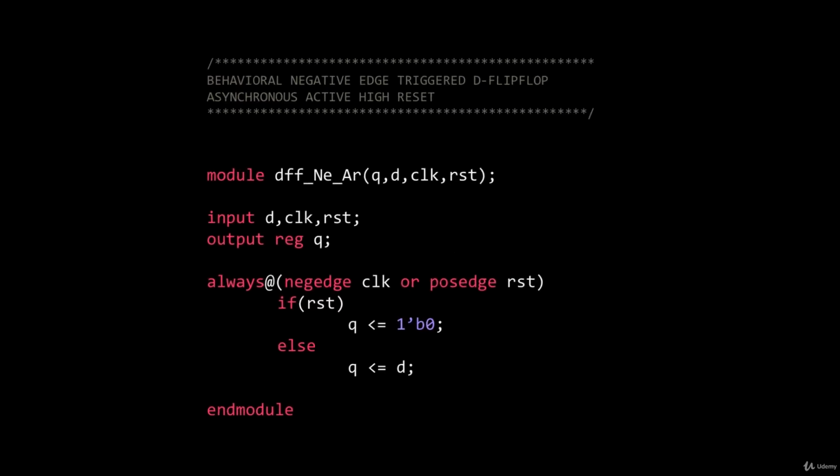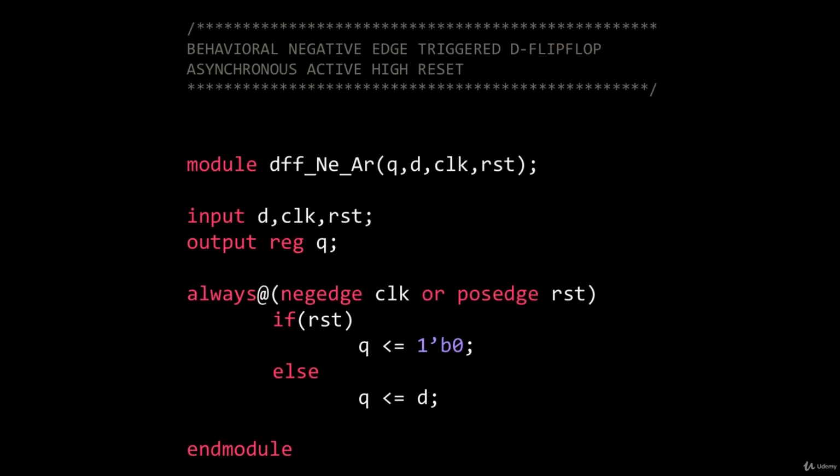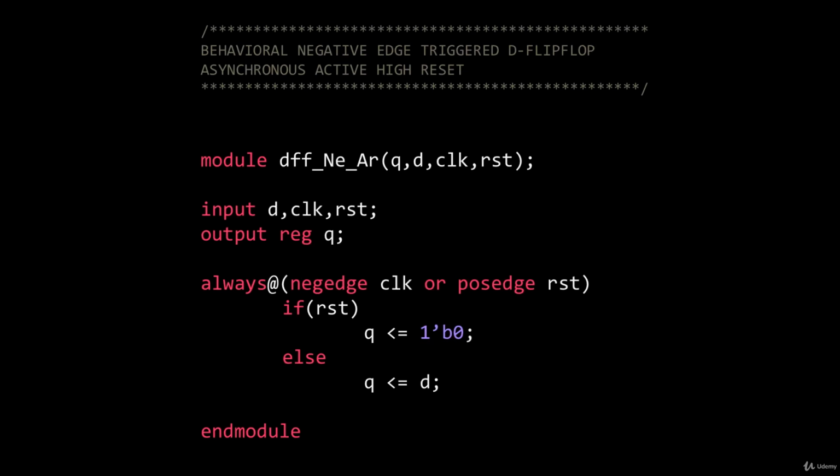Now this piece of code is the same as the previous code that we saw, but it uses a negative edge triggered D flip-flop. So we are not using a positive edge. That means you will see a bubble in front of the clock input of your D flip-flop. The rest of it remains the same.